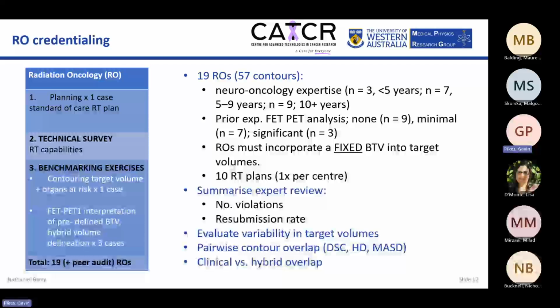And so this includes 19 ROs, a total of 57 contours, again with a wide amount of different prior experience with FET-PET. And I just want to highlight that what I mean by using a fixed BTV is that the BTV is constant between all of the ROs, so that the variability is just isolated to the RO contours and not brought forward by the nuclear medicine physician. And again, quite a similar analysis quantitatively.